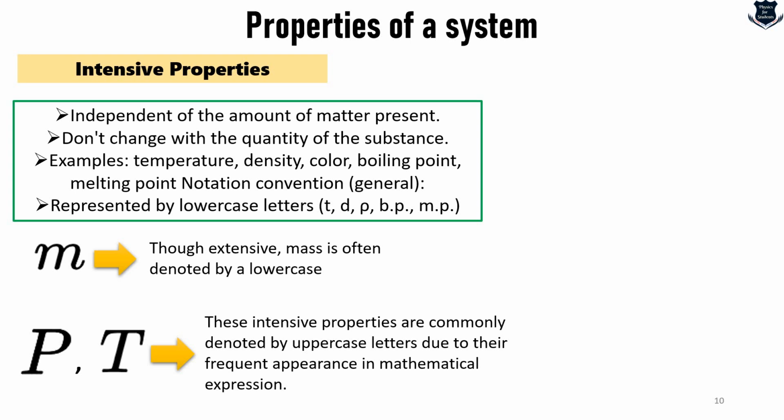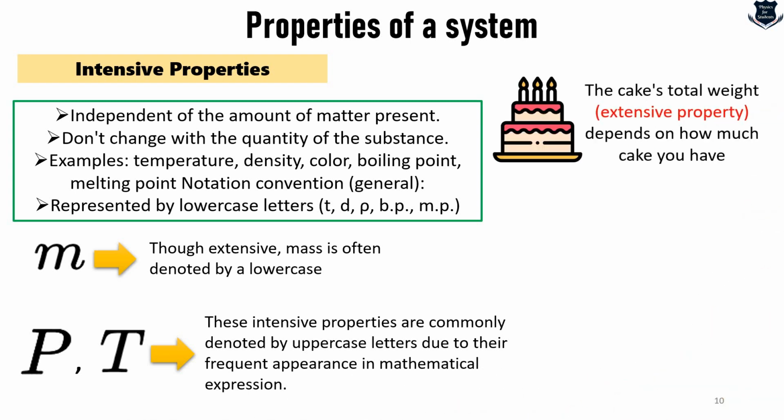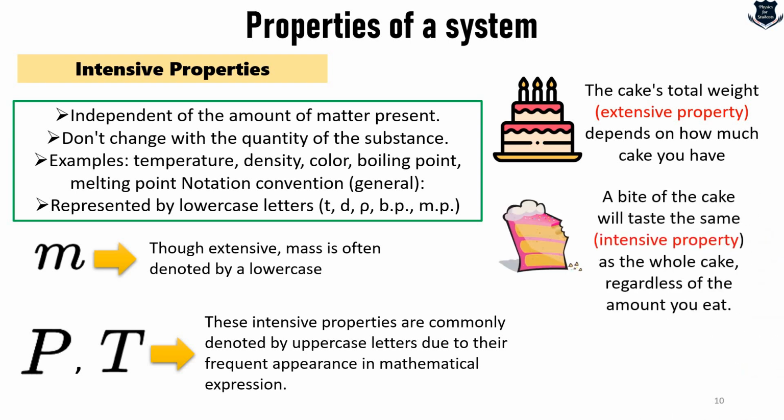Now in order to give an analogy for how to easily understand this, let us imagine this beautiful birthday cake. Although my birthday is already gone. So this cake's total weight is the extensive property. It is actually telling how much cake you have. Now if I take a bite of this delicious cake, then the bite will taste the same, the intensive property, as the whole cake, regardless of the amount that you have eaten. So the cake's total weight is the extensive property, and when you bite that cake, it will have the same taste as the whole cake, regardless of the amount that you eat. So this is a quick and simple layman's example of understanding extensive and intensive properties.